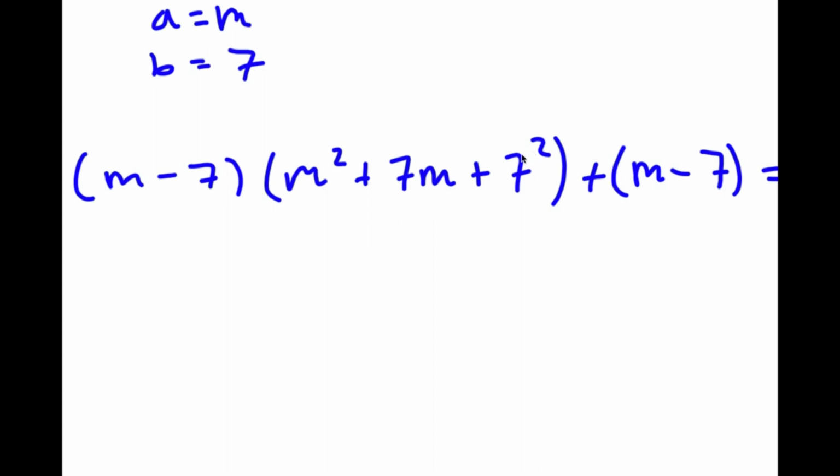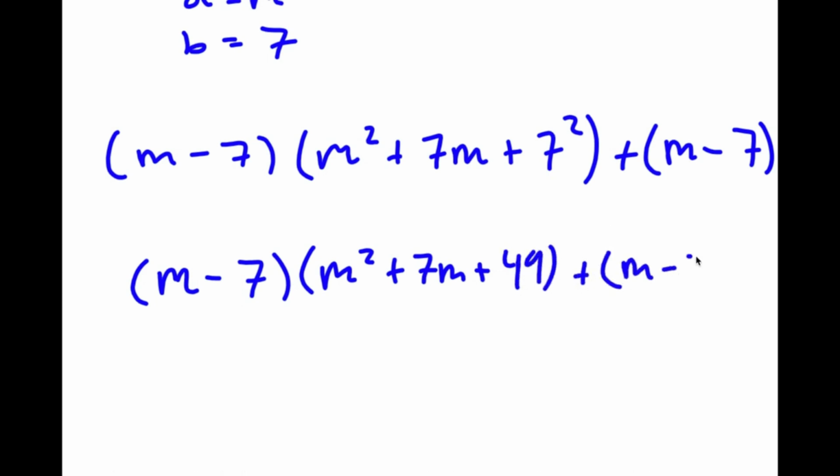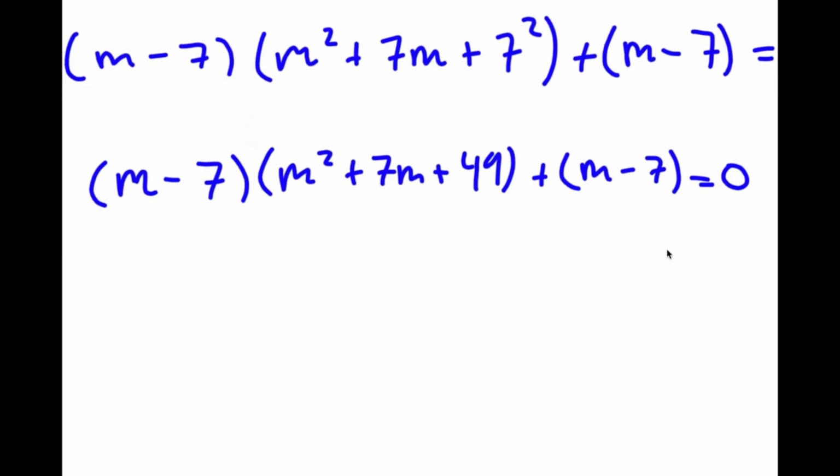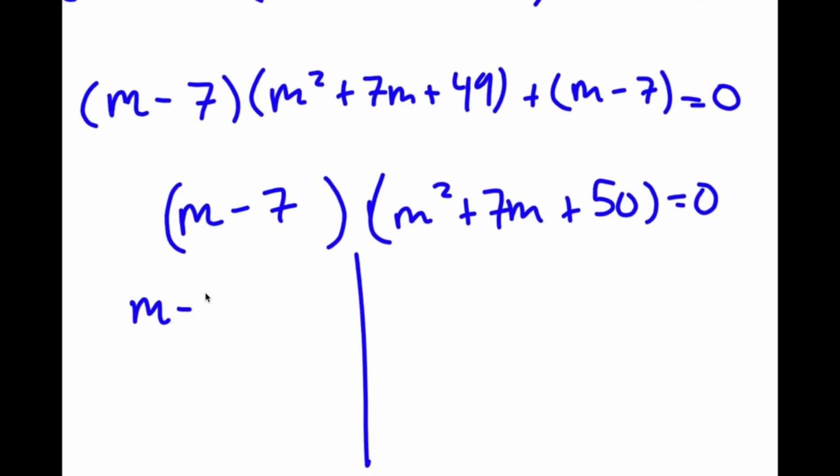Now, 7 squared, this is the same thing as 49, so I have m minus 7 times m squared plus 7m plus 49 plus m minus 7 is equal to 0. Now if I factor out m minus 7, I have m minus 7 times m squared plus 7m plus 49 plus 1, which is equal to 50. So this is equal to 0. So now this gives me two equations. I have m minus 7 is equal to 0, and I have m squared plus 7m plus 50 is equal to 0.